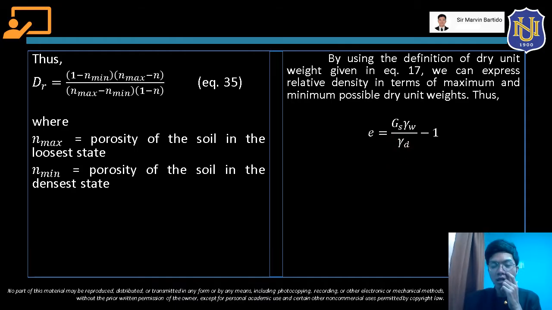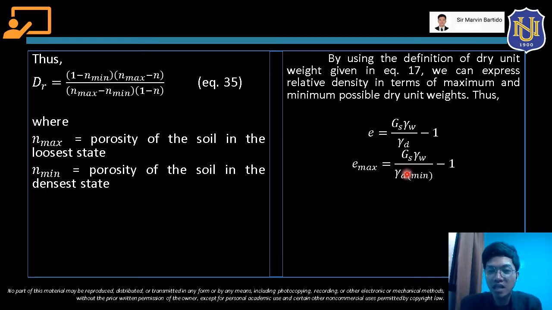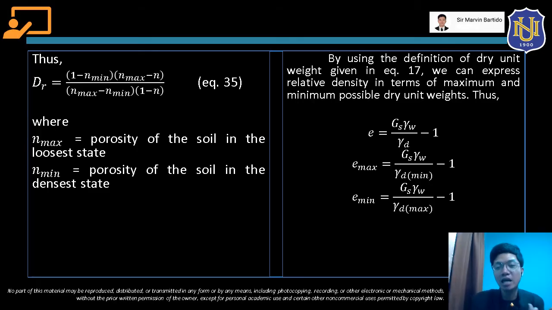So, class, when we take E sub max, what happens is that our gamma dry here should be minimum. Okay? While for E sub min, the gamma dry here should be maximum. Okay, so class, let us explain this, no? Why when we look for E max, the gamma dry accompanying it is minimum, and when the void ratio is minimum, the accompanying value is gamma dry max.